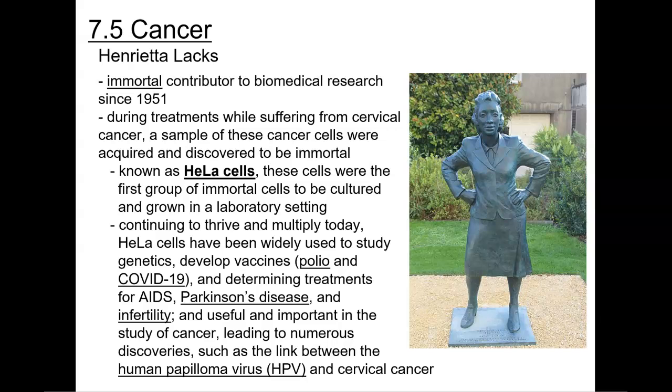They don't die. These are going to become known as the HeLa cells. These cells are going to be the first group of immortal cells to be cultured and grown in a laboratory setting. Continuing to thrive and multiply today, we still have these cells in a lab. The HeLa cells have been widely used to study genetics. They've been used to develop vaccines such as polio and the COVID-19 vaccine, and to determine treatment for things like AIDS, Parkinson's disease, and infertility. And they're also going to be useful and important in the study of cancer. So it led to many numerous discoveries, such as the link between HPV, or the human papillomavirus, and cervical cancer.